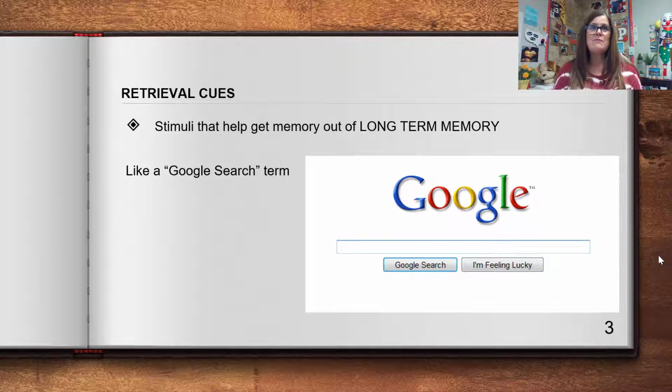Okay, we need some help to find the information or the memory. We may not know precisely what the information is, but we might know some key terms that we could put into a Google search that would help us to find what we're looking for.